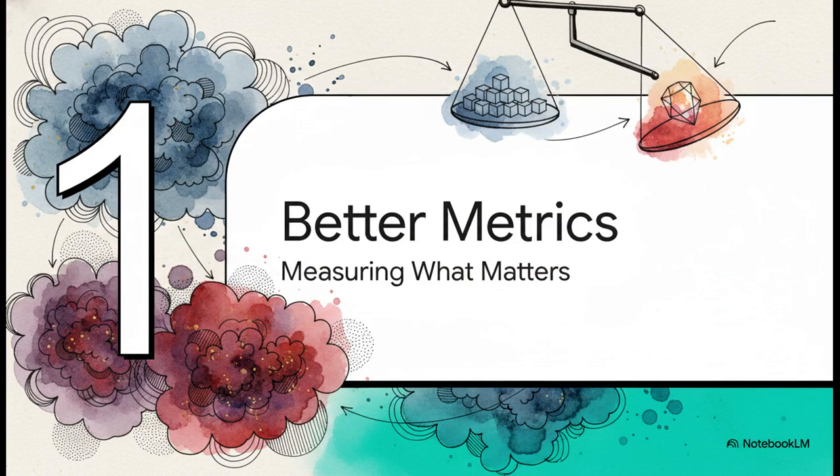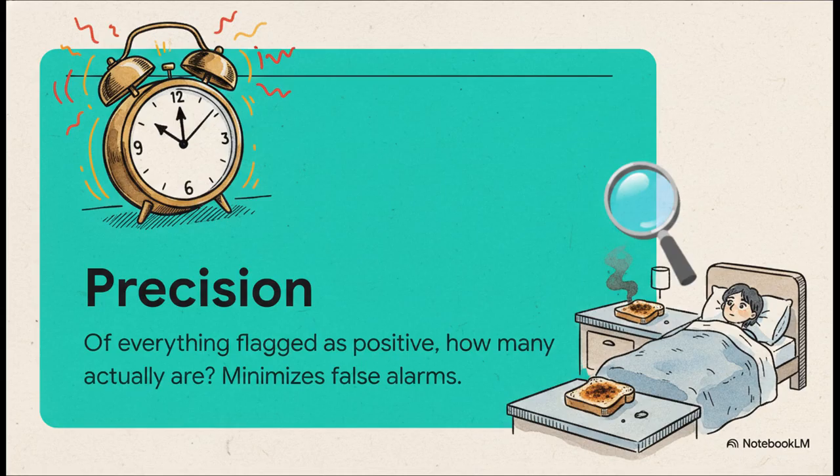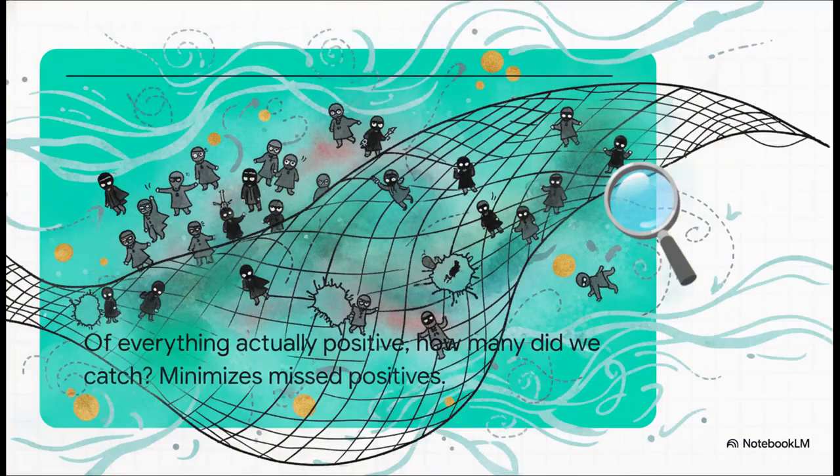All right, let's jump straight into Section 1, better metrics for rare events, because we really need to start measuring what matters. Look, before we can even attempt to fix the model, we absolutely must fix how we measure its success. First up is precision. Precision asks a very specific, simple question. Of everything your model flagged as positive, how many actually are positive? It's basically about making sure that when the alarm bells ring, there's an actual fire. High precision means very few false alarms. You aren't waking everyone up in the middle of the night just because someone burnt a piece of toast in the break room.